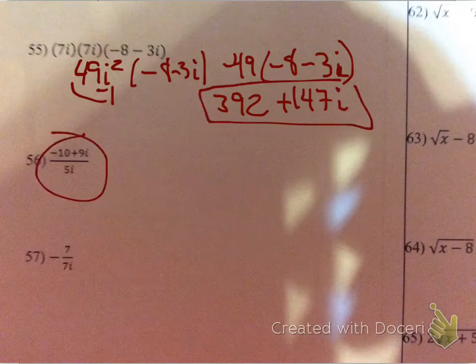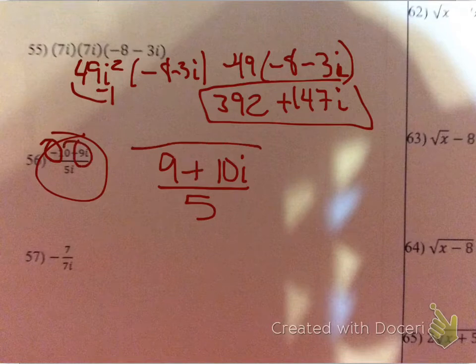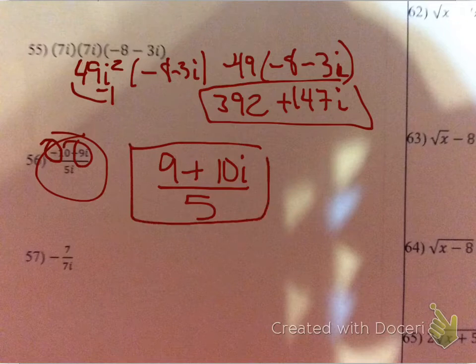Here, I'm just going to tell you the shortcut. The shortcut is you switch the numbers, 9 and 10, make sure the i stays there at the back, and drop the i from the bottom. Now, the sign for this one will change, so that negative 10 will become positive 10. The sign for this one will stay the same, so that was positive 9, it stayed positive 9. And there's your answer.